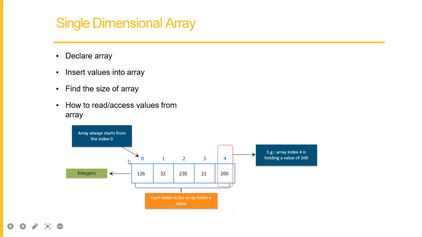Once you declare an array, the length should be constant. We cannot alter the size of an array. An array always starts the index with 0 and ends with whatever the final index is, the last index. Each index in the array holds a value. These indexes hold the value of an element.